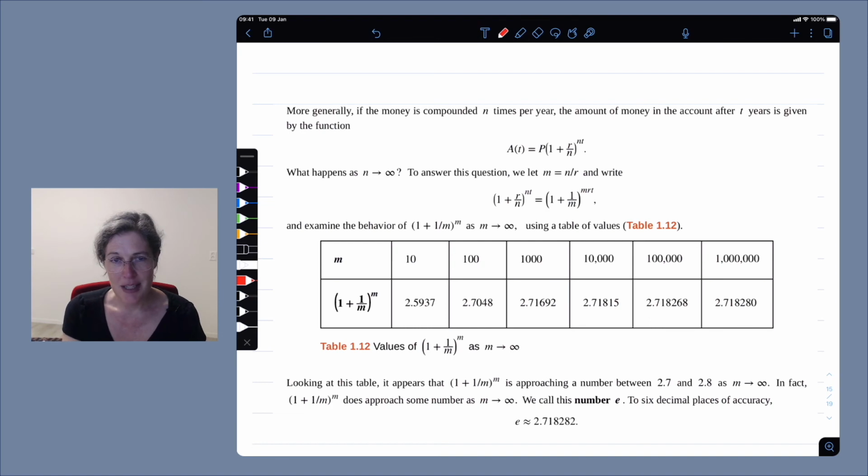The key thing to take out of everything that we've been saying is if you're doing compound interest and you take your compound interval and make it so small that you're compounding continuously, then you can model it as an exponential with base e. And as I said, the number e is around 2.718, sometimes called Euler's number.